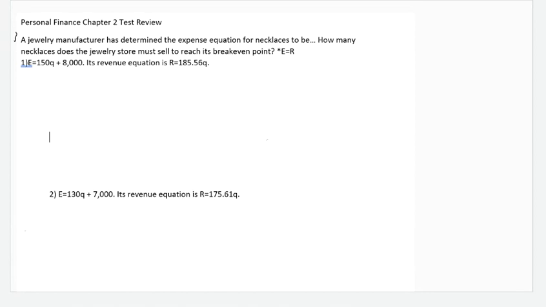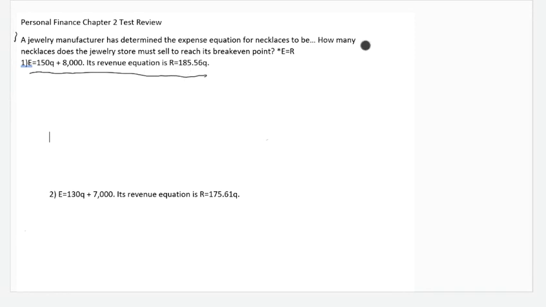Okay, so we're going to do the chapter, a personal finance test review. So this is the whole review. It says the jewelry manufacturer has determined the expense function for the necklaces to be... and what we'll put in here is what we have right here. So we are doing this. We're going to insert those equations for the expense and revenue.